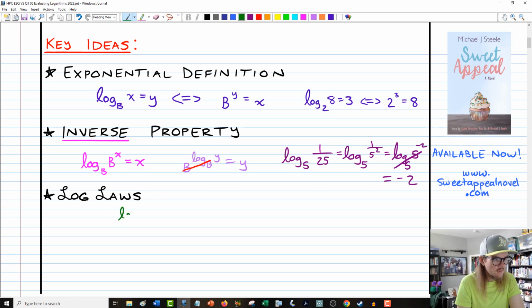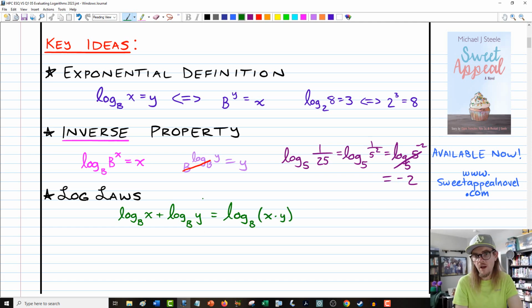So for each of these, we've got a way to combine things together. Let's say, for instance, that you start with log base b of x plus log base b of y. That can be condensed into log base b of the product of those 2 arguments, x and y. So log base b of x plus log base b of y equals log base b of x times y.